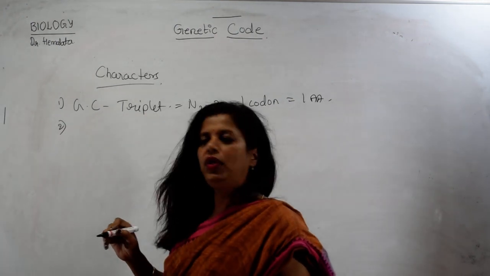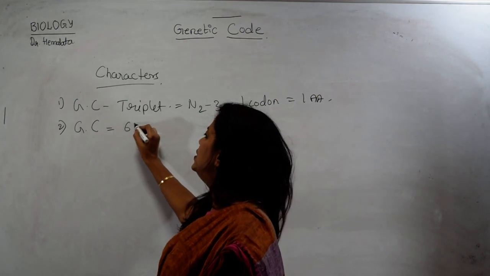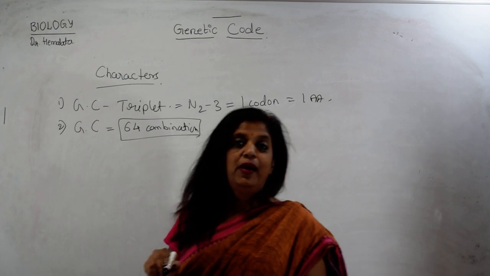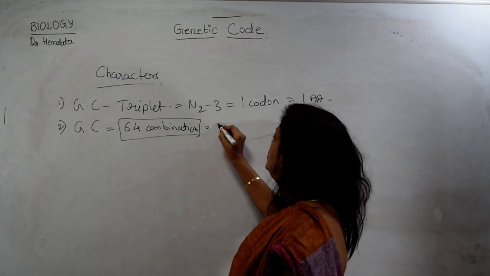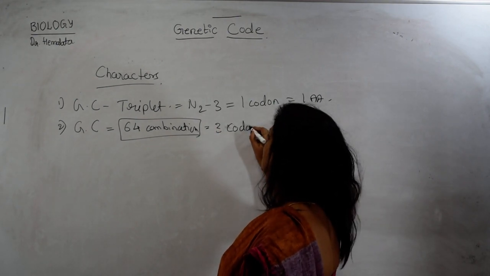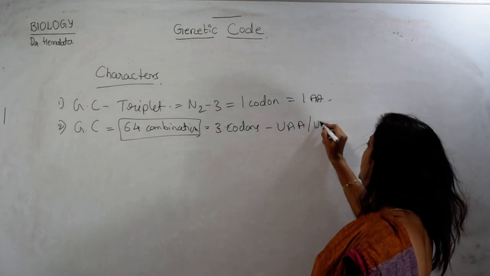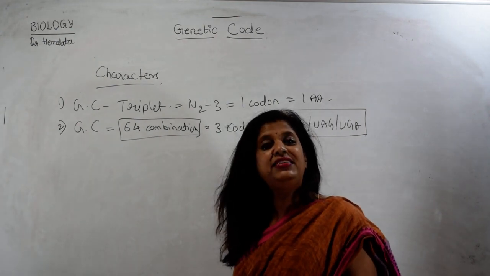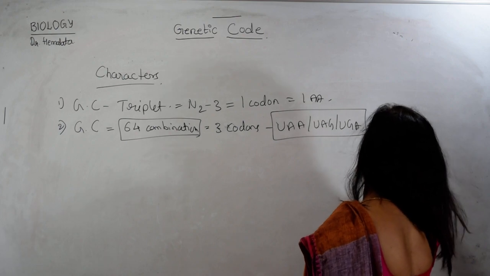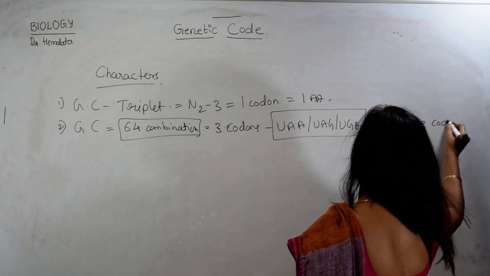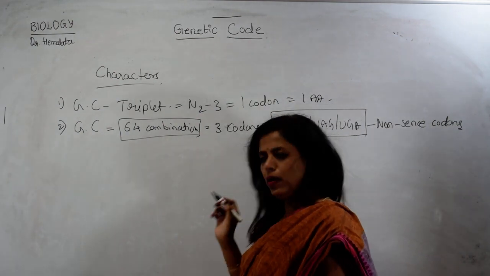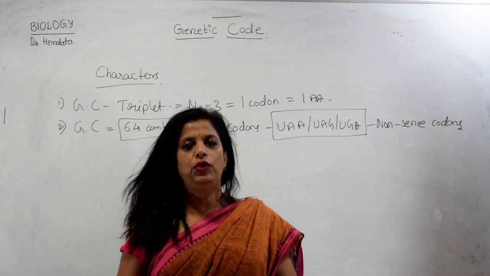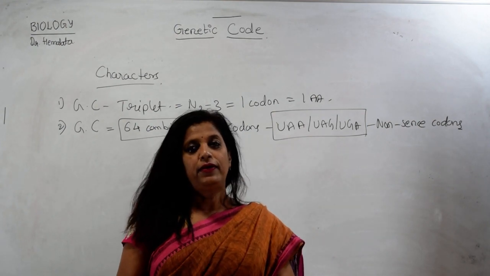Second point. If it is a triplet coding language, the genetic code will produce a total of 64 combinations. But that is very high compared to the required 20 amino acids. Apart from the 64 combinations, three codons, namely UAA, UAG and UGA, are not going to code for any amino acids. They are called nonsense codons because they don't sense any amino acids. We also call them terminator codons. Therefore, leaving those three, the remaining 61 are the meaningful codons. So among the 64 combinations, you have to leave the three nonsense or terminator codons.